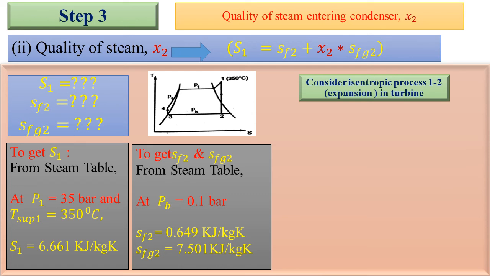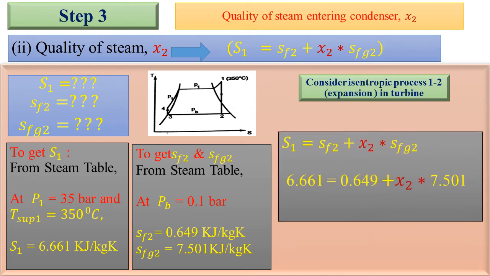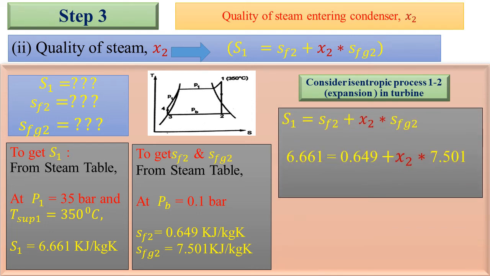So we are considering isentropic process 1 to 2, that is isentropic expansion over the turbine. For this isentropic process, we have written the formula that S1 is equal to SF2 plus X2 into SFG2.